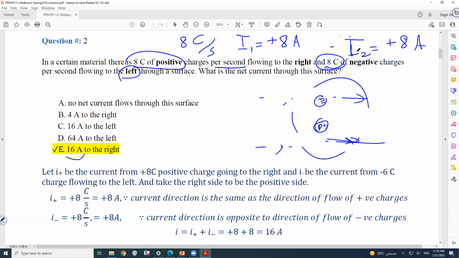So the answer is, and you again, I1 plus I2 is equal to +16 or -16? +16. Plus means the direction is to the right.